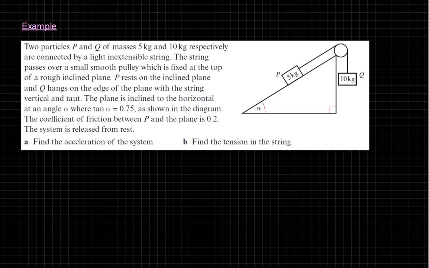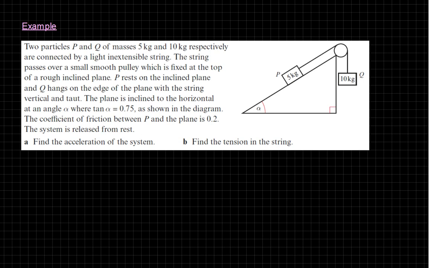So in this case, it looks just like what we've drawn, except we're told the masses. So we've got 5 kilograms, 10 kilograms. We're also told the angle alpha, pulley smooth. What else are we told? There is friction in this case. So unlike the previous diagram, we are also going to have to add in some friction. And the coefficient of friction we're told is 0.2. Okay. And then we're going to find the acceleration and the tension.